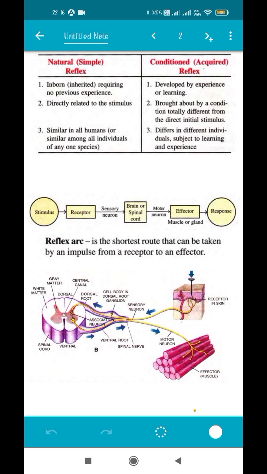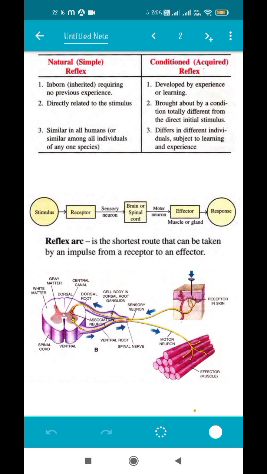So this entire pathway can be written in the form of a flowchart. Let's see, it is very important. First of all, we experience the stimulus, we experience the change in our surrounding. Then the receptor will receive that stimulus, or identify the stimulus. Then using the sensory neuron, it will be transferred to the brain or the spinal cord. From the brain or the spinal cord, using the motor neuron, that response will be transferred to the effector. The effector can be a muscle, our hand muscle or our leg muscle, or it can be a gland also. Then the effector will show a response, for example moving our hand away. So this entire pathway is known as the reflex arc.